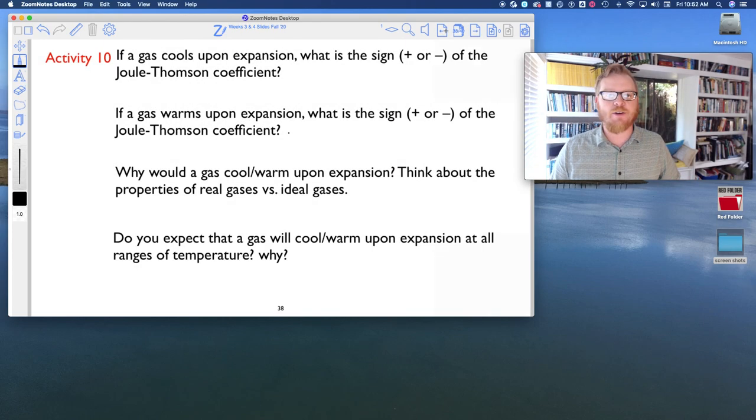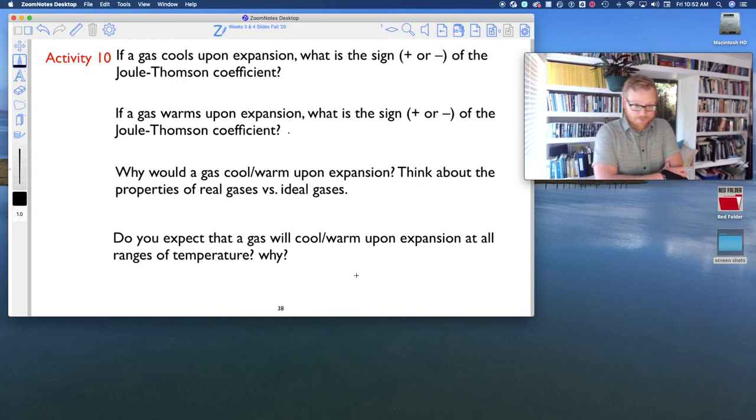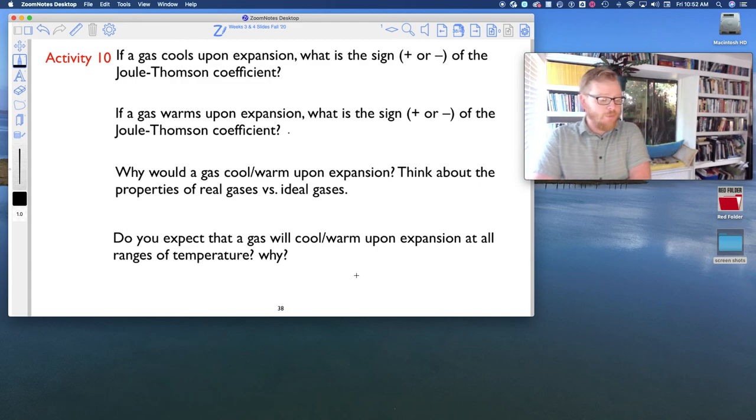I do have an activity right here. I think I pretty much covered all these things. So answer these questions. I pretty much covered them all.